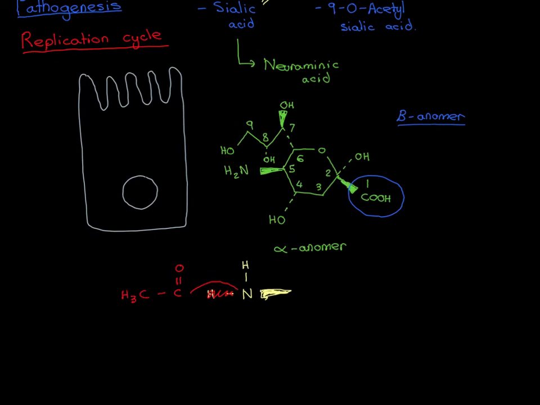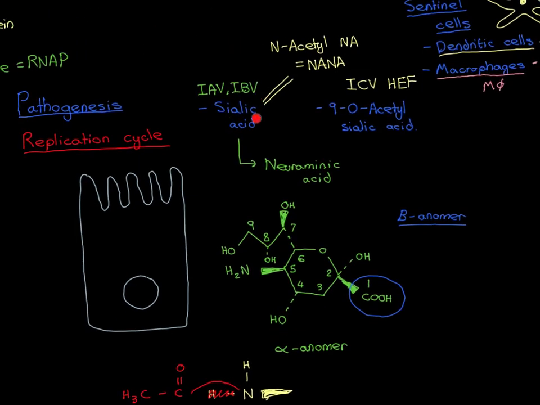So 9-O-acetyl sialic acid is neuraminic acid with 2 acetyl groups bound to it, 1 acetyl group attached to the amino group, and 1 acetyl group attached to the alcohol group. So we now know what these molecules, sialic acid and 9-O-acetyl sialic acid, actually are. Now, both of them use the alpha anomer of the neuraminic acid. So we're talking about the alpha anomer of both of these molecules. That's the important one for influenza A virus and influenza B virus hemagglutinin binding, and again, the alpha anomer of this is important for the influenza C virus hemagglutinin esterase fusion molecule binding.